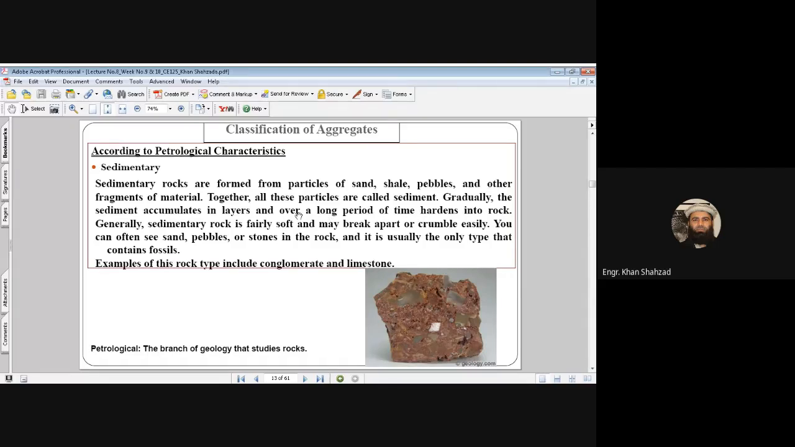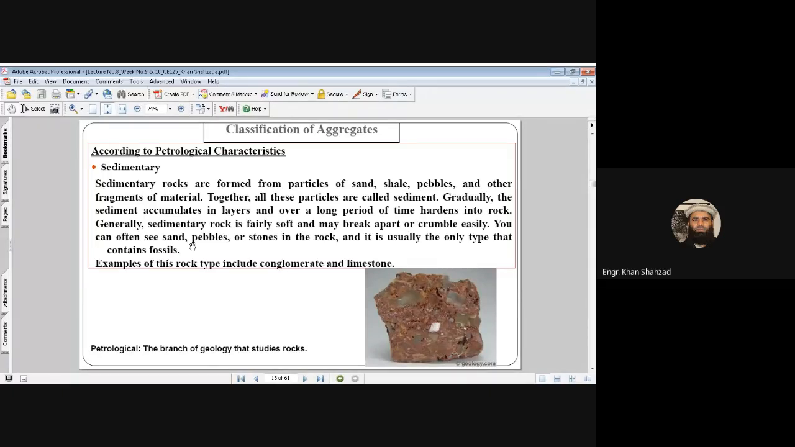With the passage of a long time, what happens to these particles, these pebbles and shales and sands? It becomes hard and converts into rock. Generally, sedimentary rock is fairly soft and may break apart or crumble easily. It can be converted into different parts easily, or it can crumble or crack easily.